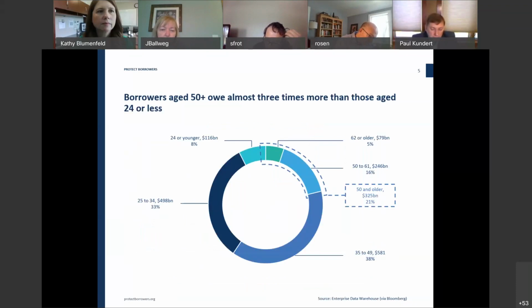Another thing you often hear is that the student debt crisis was driven by a bunch of millennials eating too much avocado toast, or whatever the meme is you see on social media. Nothing could be further from the truth. Student debt is actually quite an intergenerational burden. We've seen that student debt amongst older borrowers is the fastest growing segment of student loan borrowers. And what this chart demonstrates is that borrowers who are over the age of 50 actually owe almost 3 times more than borrowers who are 24 years of age or less.